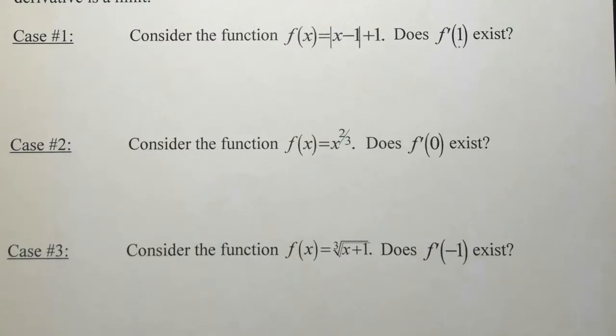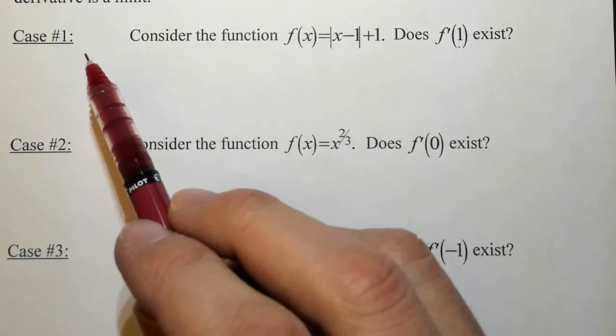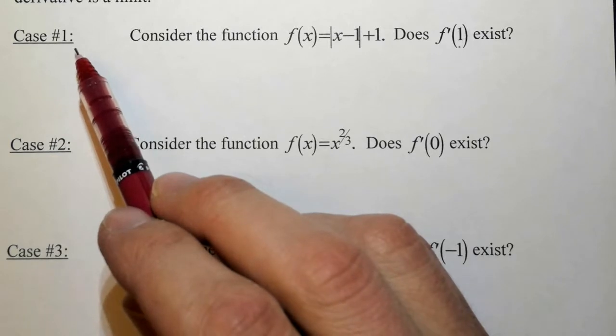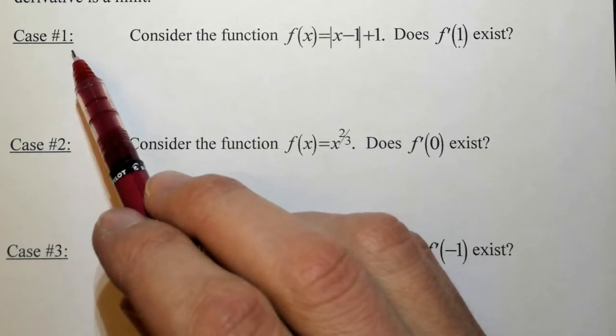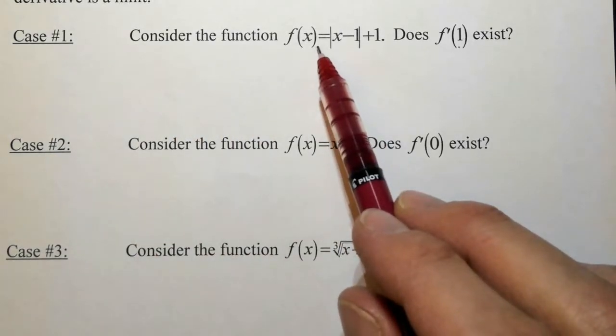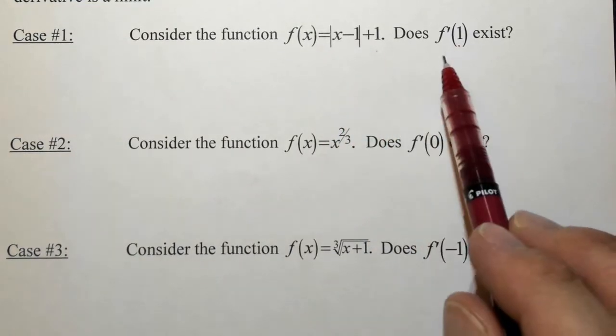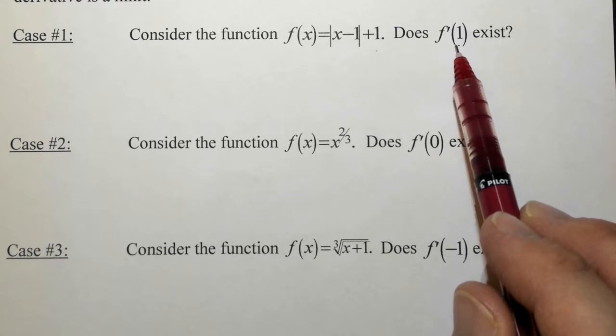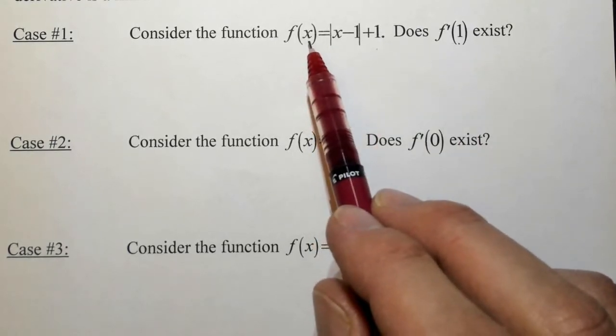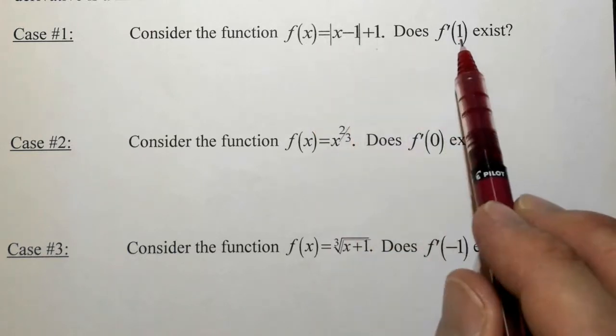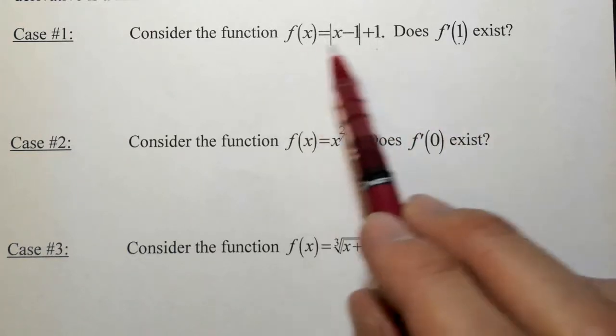Let's look at a couple of cases where a function is not differentiable at a point, where the derivative does not exist at a point. So case number one, we're interested in the function f of x is equal to the absolute value of x minus 1 plus 1. And we're interested in determining whether or not f prime of 1 exists, which means that f of x should look like a line when x is equal to 1 if we zoom in enough.